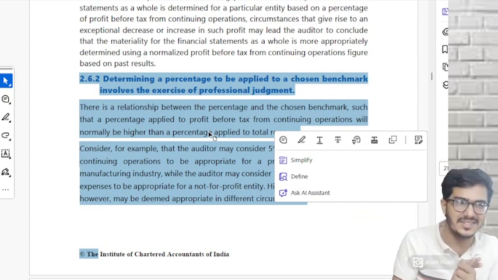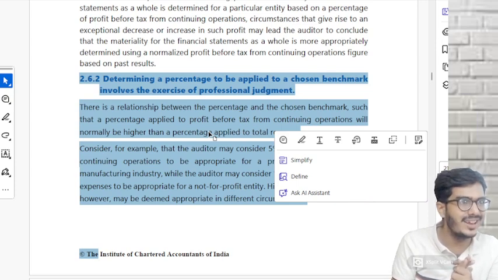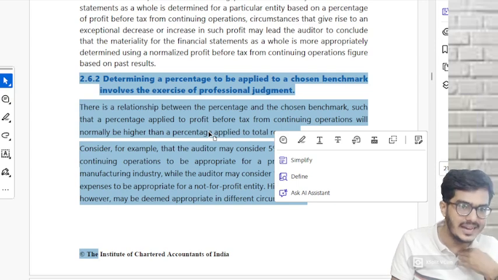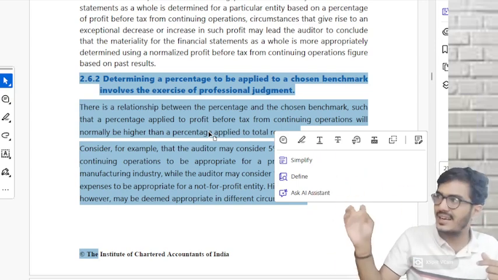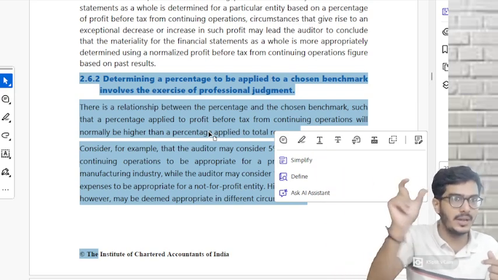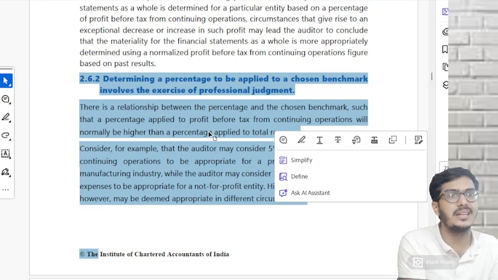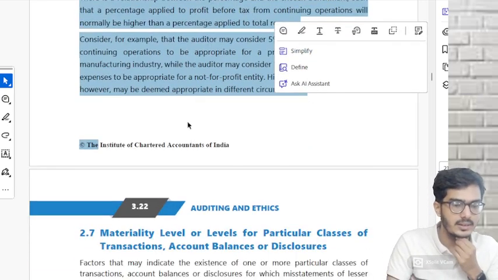Auditor, 10 crores is my assets. You do one thing, multiply 5%, keep it as 5 lakhs. No, auditor, this is my job. I'll decide what benchmark I want to use. I'll decide what the materiality level is. So generally we multiply a percentage to that benchmark and we get the materiality level. Understood? This is the same thing.